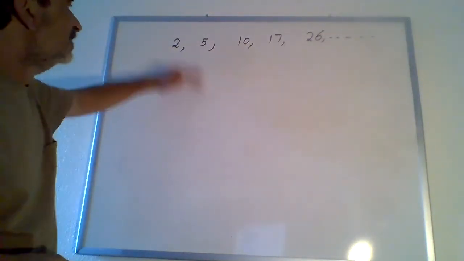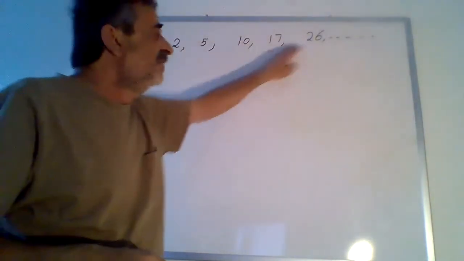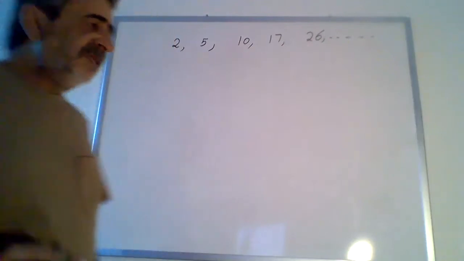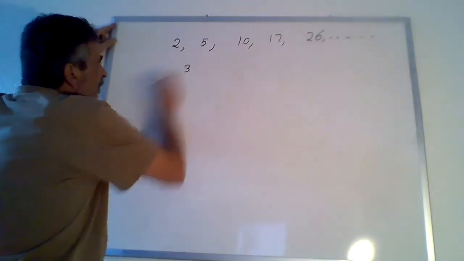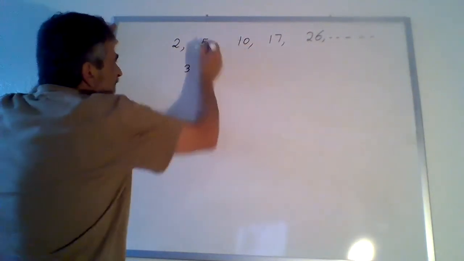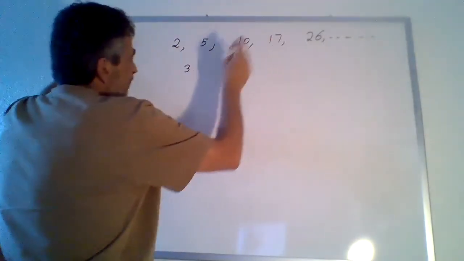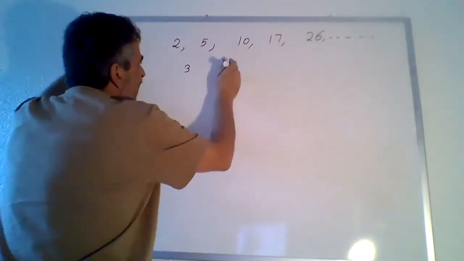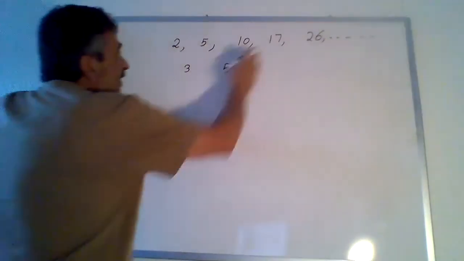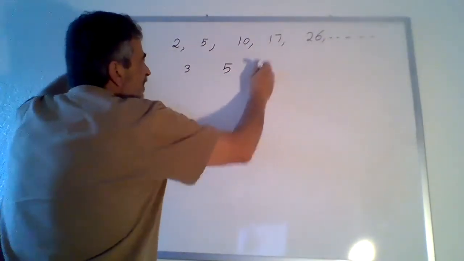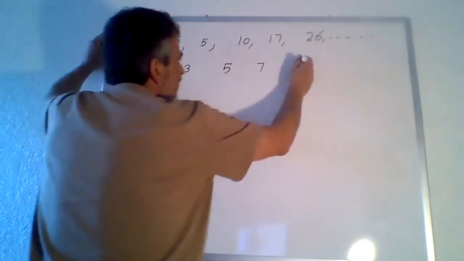What I'm going to do again is start with subtracting those numbers. Every two consecutive numbers, subtract them from each other. So we have 5 minus 2 is 3. 10 minus 5 is 5. I need to check my math again. 17 take away 10 is 7. 26 take away 17 is 9.